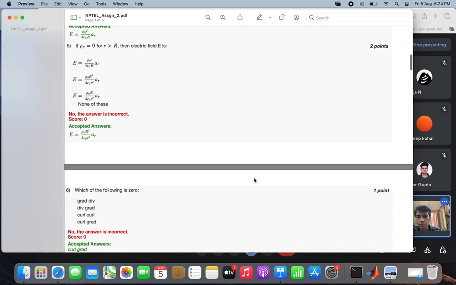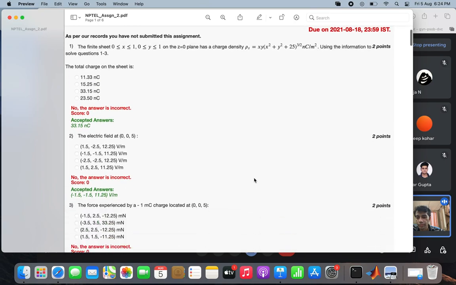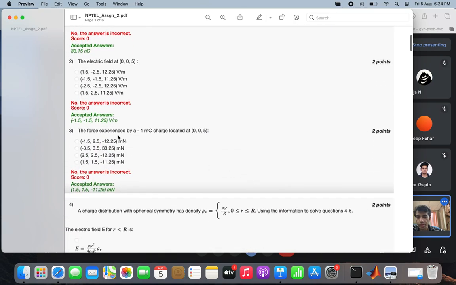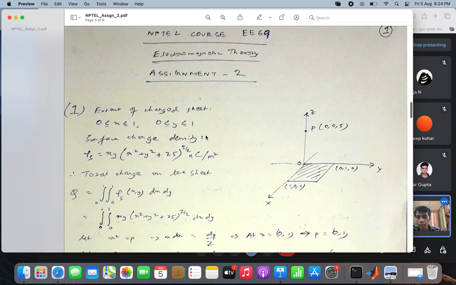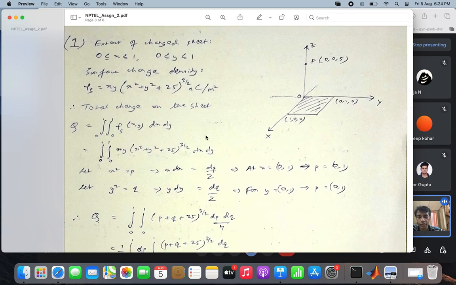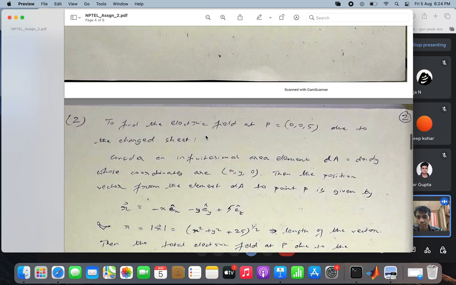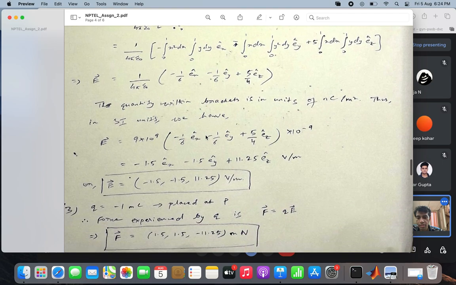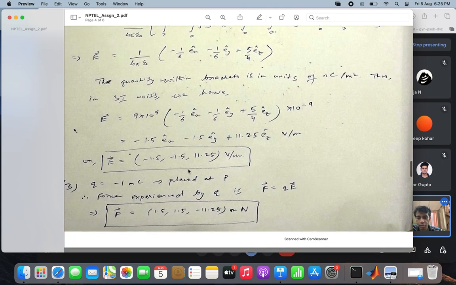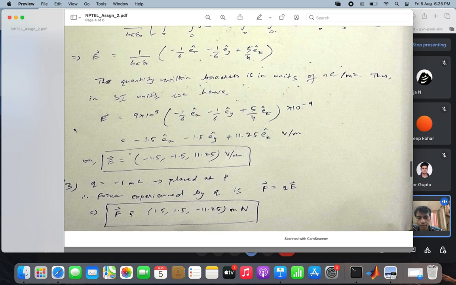Okay, so the question after this is: what is the force experienced by a minus 1 millicoulomb charge located at 0, 0, 5? So we know that the force is the electric field multiplied by the charge located at that point. So I know that my charge is 1 millicoulomb. So I multiply with the electric field which I obtained in question 2, and then I get the force in units of millinewton. So this is the force.